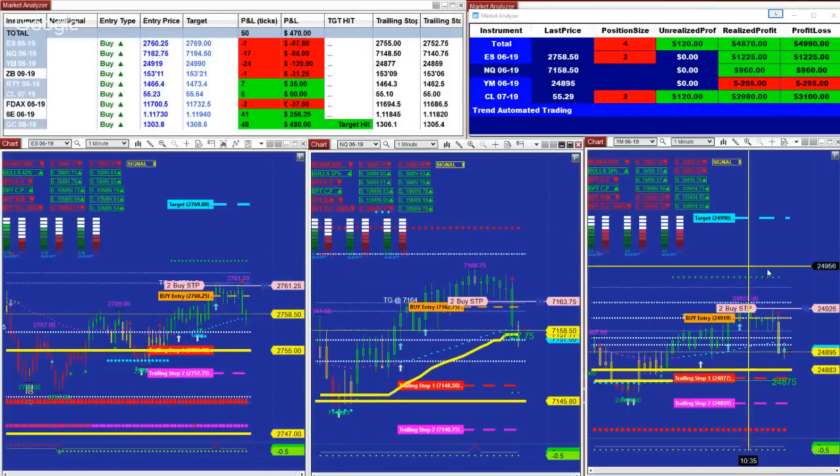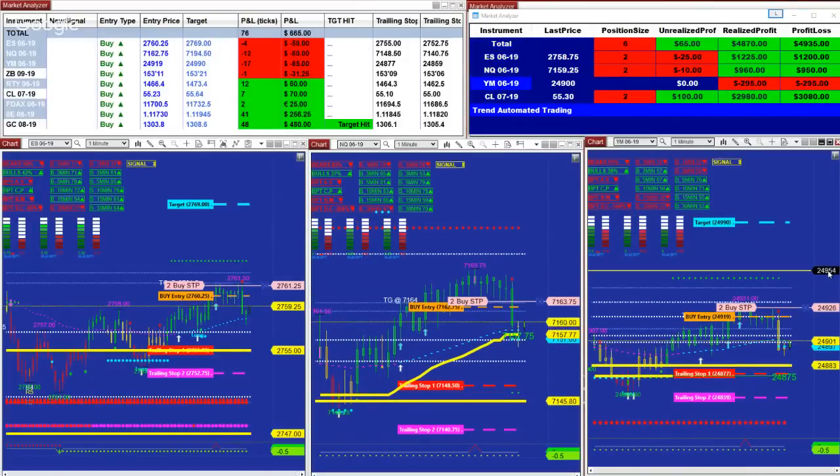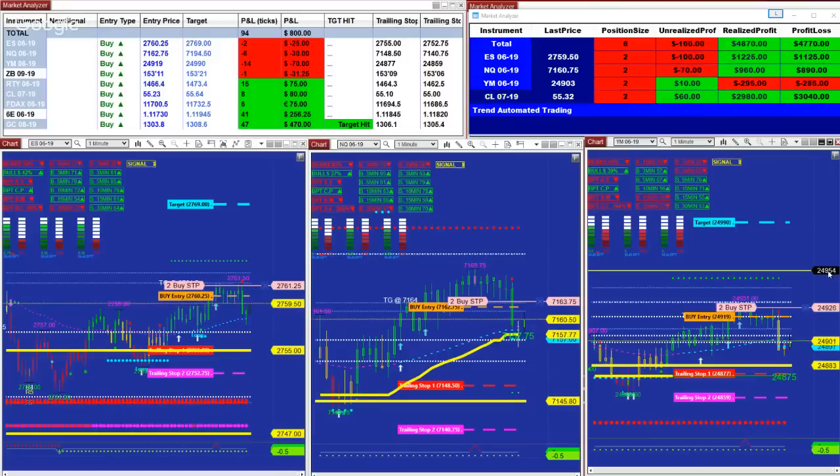Those are the levels to re-enter the market on a buy signal. And there is nothing we can do, guys. Nothing we can do.